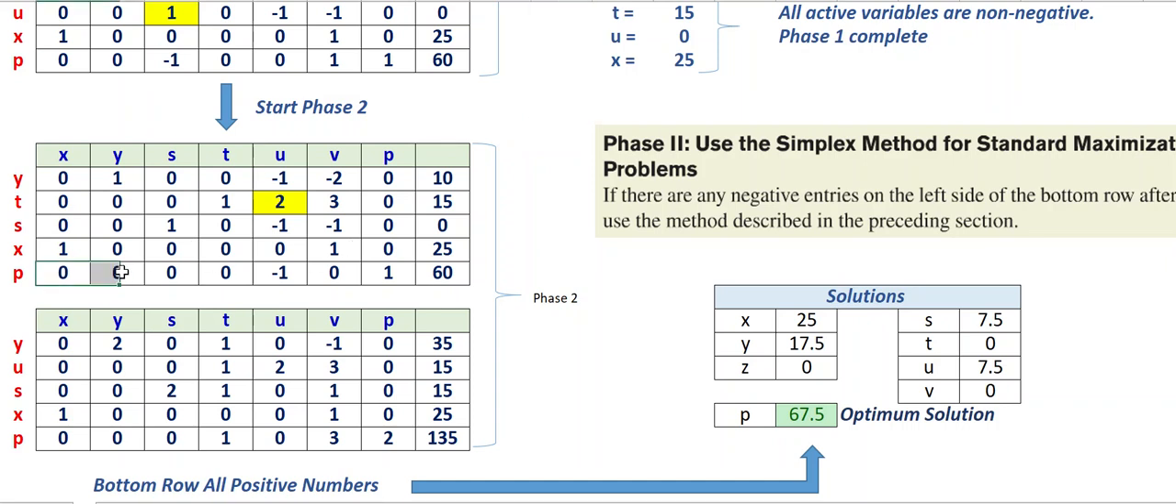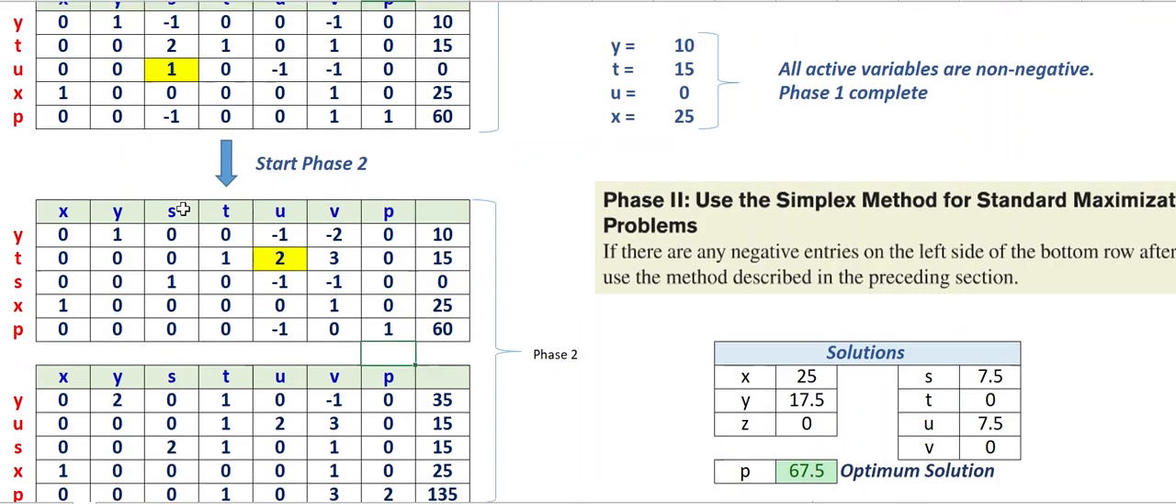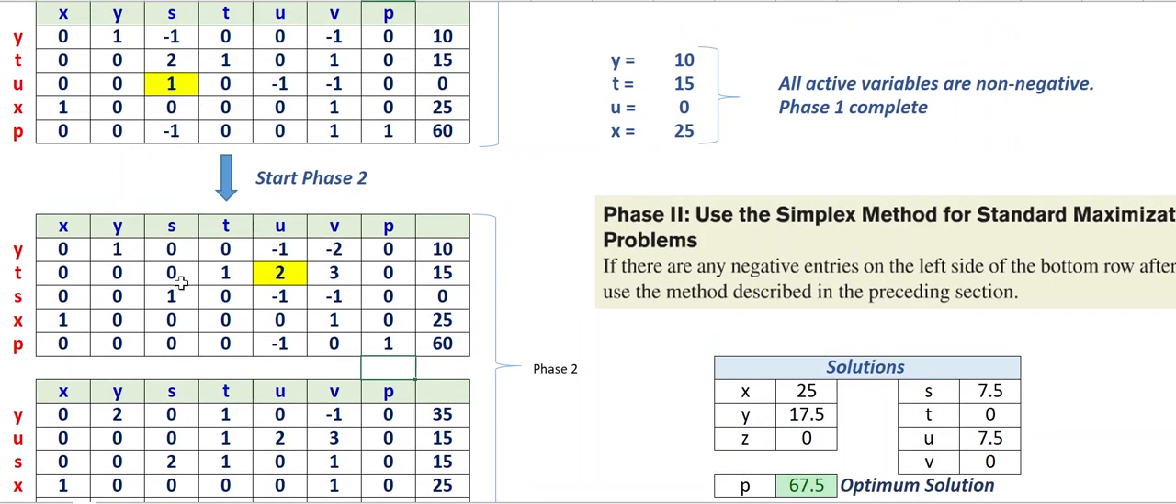And I look at the bottom row, and still have a negative number. So we have to continue. Now, once you get rid of all of your negative active variables, you shouldn't end up with any more negative active variables. And so we'll stay in phase 2, but you could always check that if you wanted to. You could say, okay, my active variables, Y is 10 divided by 1 is positive, T is 15 divided by 1 is positive, S is 0, X is 25 divided by 1 is positive. So we're still in phase 2.